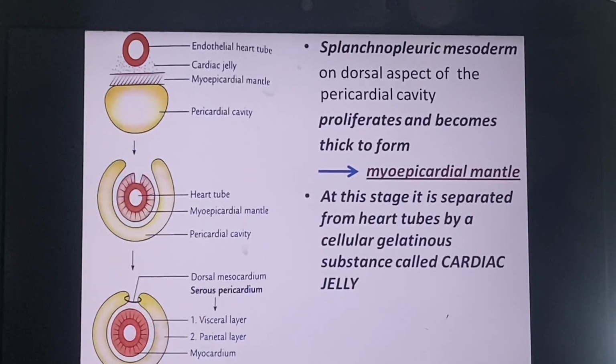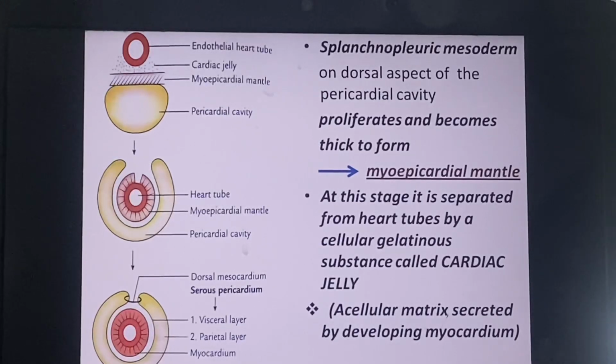At this stage, it is separated from the heart tube by a jelly-like substance. You can see here, a gelatinous substance is separating the myoepicardial mantle from the endothelial heart tube. So what is this cardiac jelly? Basically, it is an acellular matrix secreted by the developing myocardium. This diagram is before the formation of the head fold. Once the invagination of the heart tube happens towards the pericardial cavity, it is surrounded all around by the pericardial cavity.